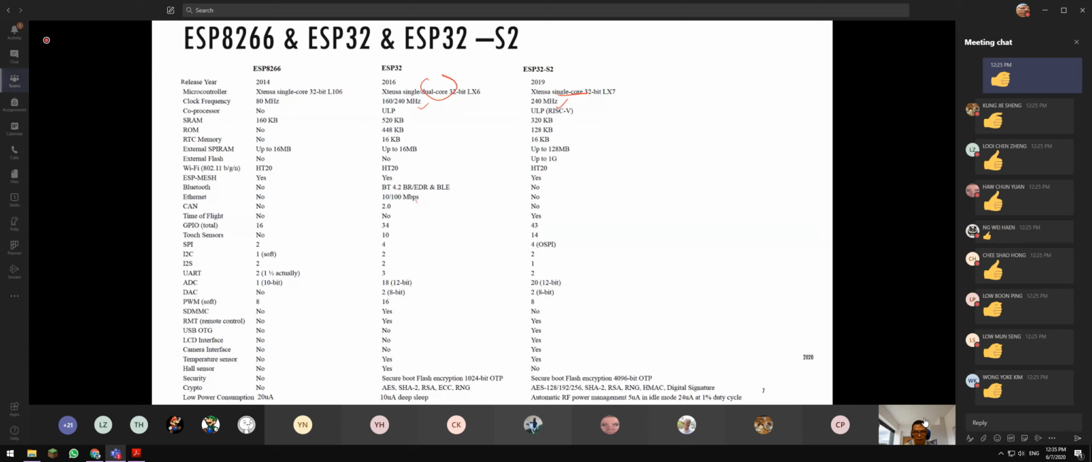However, all the features are more or less the same, but they removed a lot of things in the ESP32-S2, probably to reduce the cost. For example, some of the sensor features are no longer supported in the ESP32-S2. For example, the Hall effect sensor is not available. However, the built-in USB OTG, LCD interface, and camera interface are all built into the ESP32-S2.